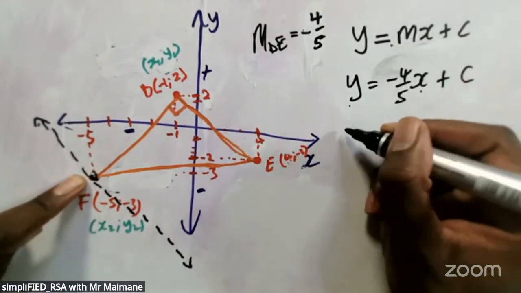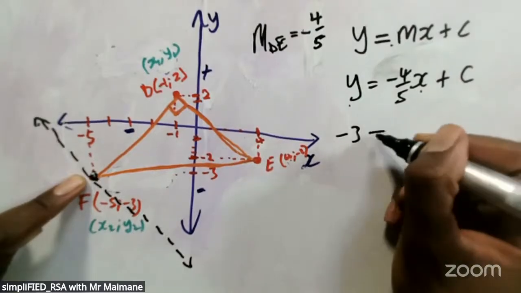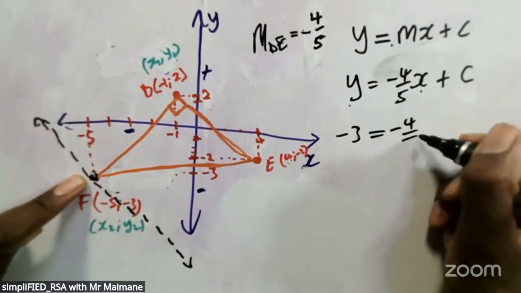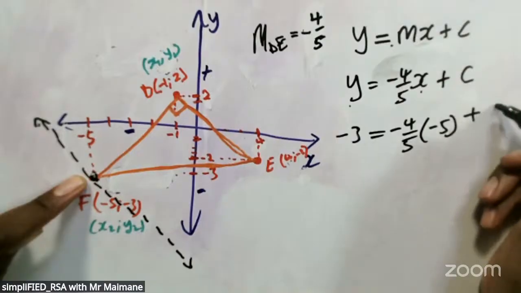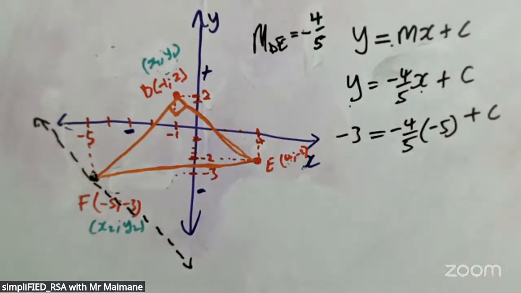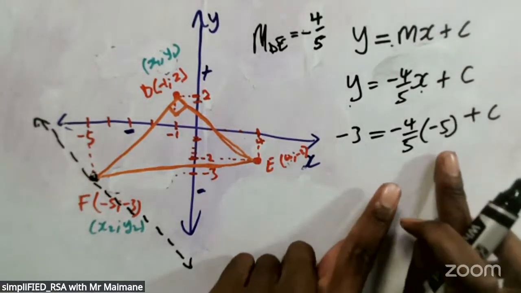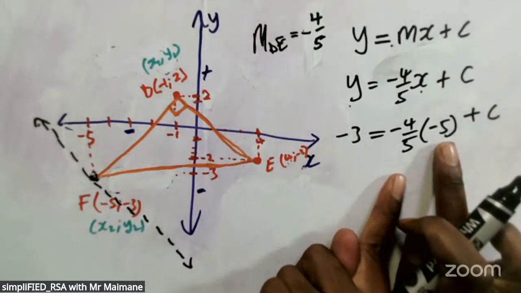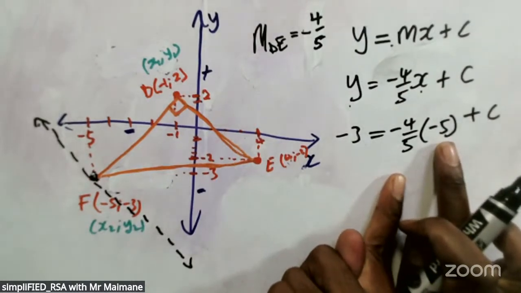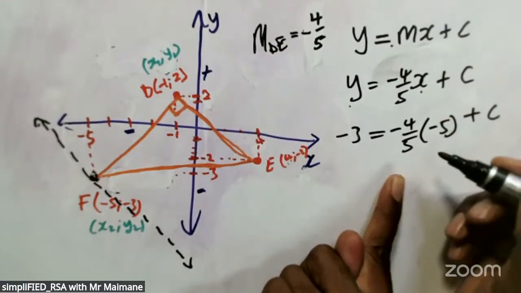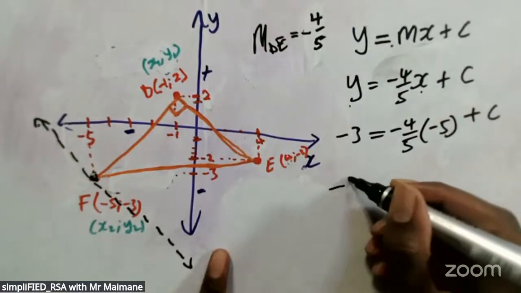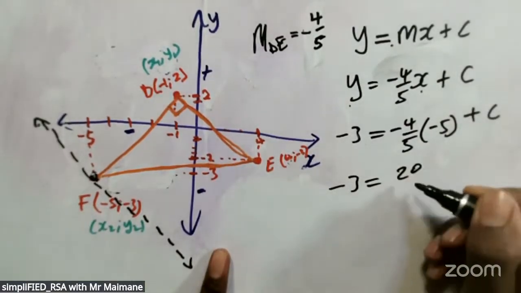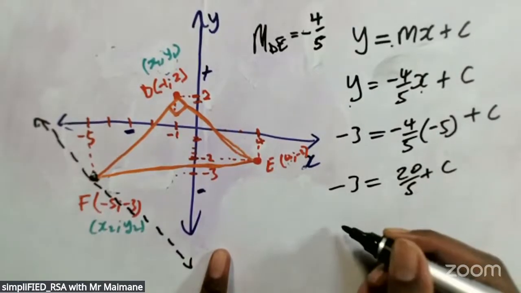So we're going to take the point and substitute where there's x and y in order to get c. For y, this would be minus 3 equals minus 4/5, and then for x, it's minus 5, plus c. Look at things becoming even easier, because now we know what's going to happen to the 5, but we can just do it directly. I don't know how you prefer to do it. The 5 can just cancel, and you multiply the negative to that side. But anyway, for safety reasons, let's just say minus 3 equals 20 over 5 plus c.